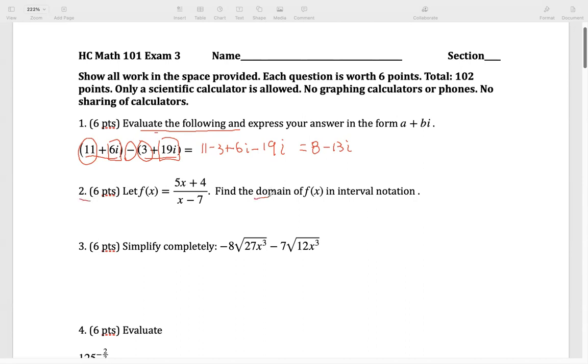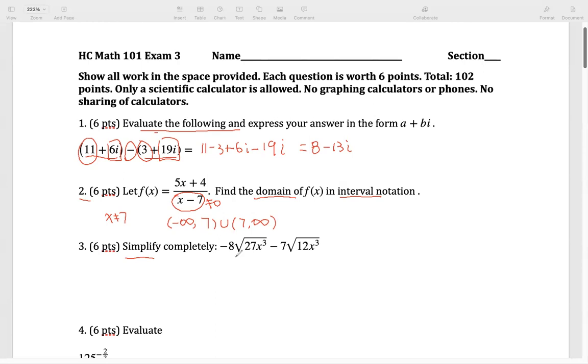Number 2, we want to find the domain of this rational function, and then we want to express it in interval notation. So the domain for rational expression, we consider the denominator. We said the denominator cannot be 0, because in mathematics, we don't divide anything by 0. So x minus 7 cannot be 0, that means x cannot be 7. So using the interval notation, x can be any number but 7. So we express with this union: negative infinity up to 7, union 7 up to positive infinity, not including 7.